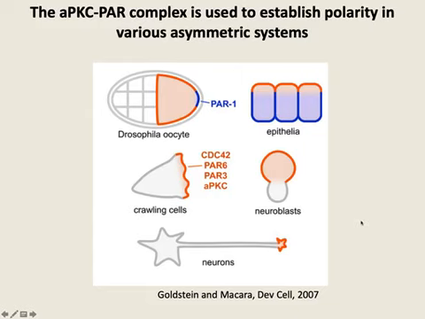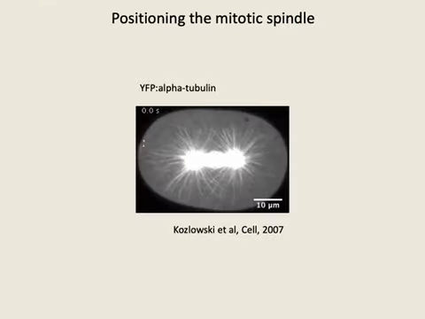Now, we have 10 more minutes to talk about how to convert this polarity of the cortex into an asymmetric cell division, right? So what do you need to get an asymmetric cell division? To position the spindle. Okay, so let's look at that.